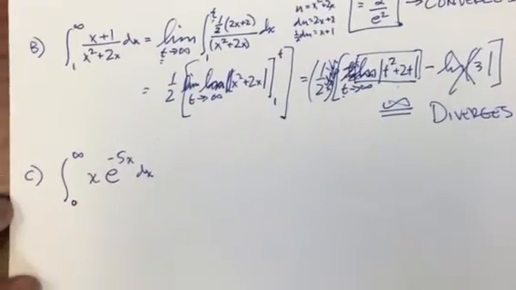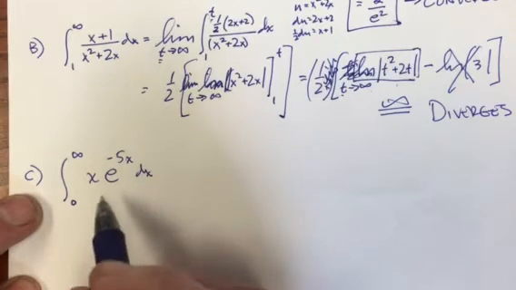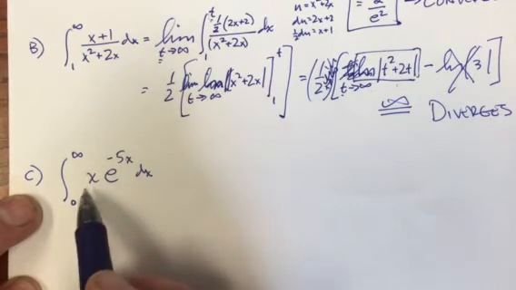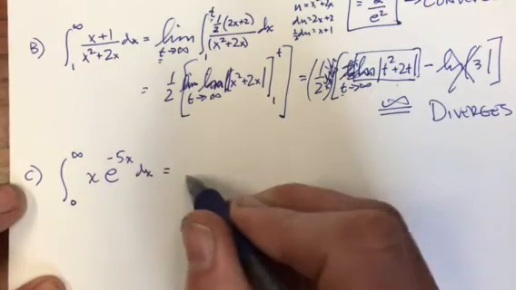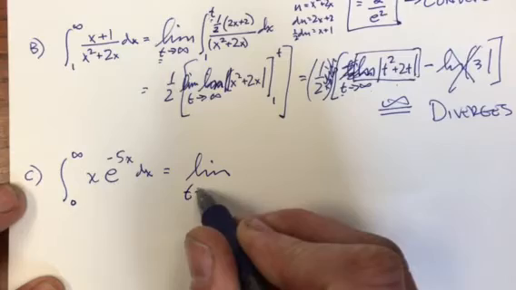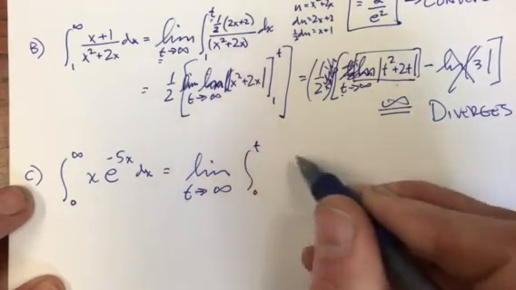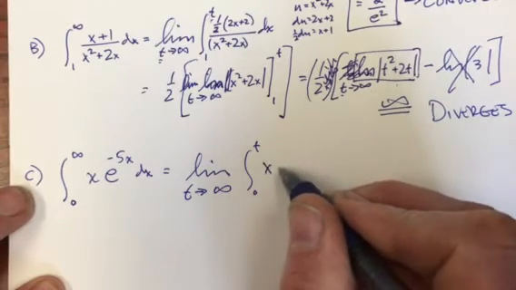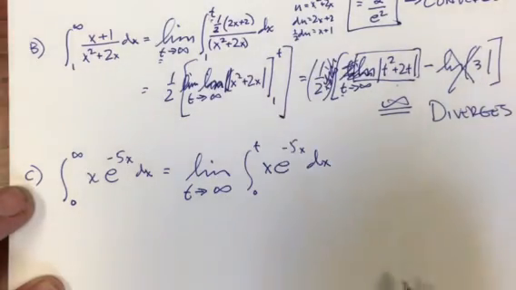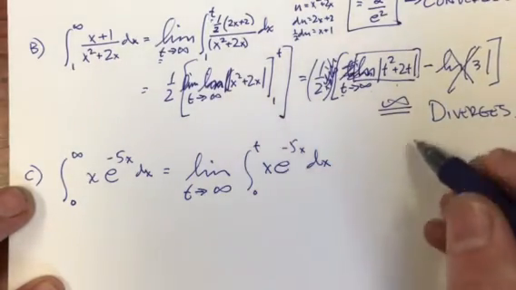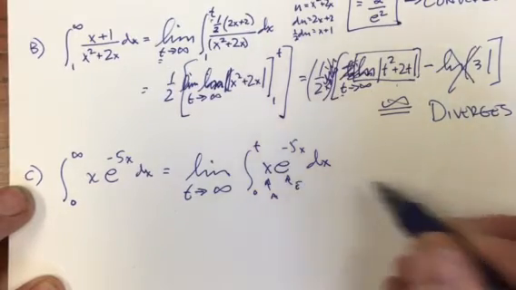Hopefully I won't make a mess of this one. We have another problem. This one's got e in it as well. This looks suspiciously like we're going to have to do this by parts, but I'm going to set it up as the limit, again, as t goes to infinity of this integral from 0 to t of x e to the minus 5x dx. Okay, well, this is parts, and that's my algebra part. This is my exponential part. So I'm going to do this first.